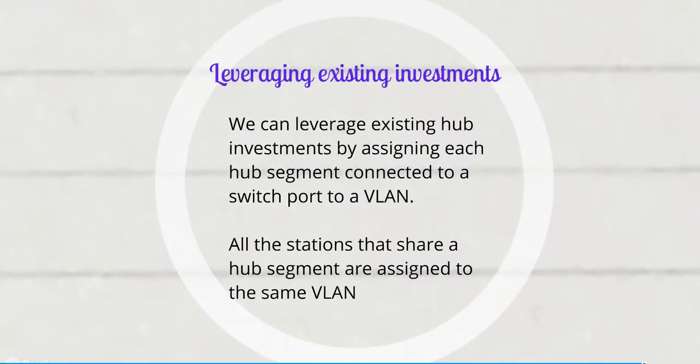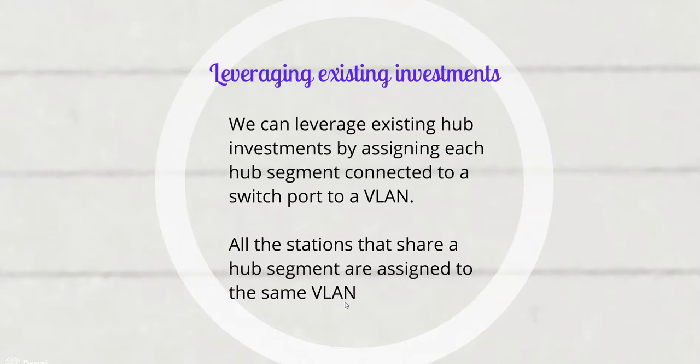Leveraging existing investments. We can leverage existing hub investments by assigning each hub segment connected to a switch port to a VLAN. So all the stations that share a hub segment are assigned to the same VLAN. So if you have hubs, you can still maximize the performance of the network, because you're just going to connect it to a particular VLAN.